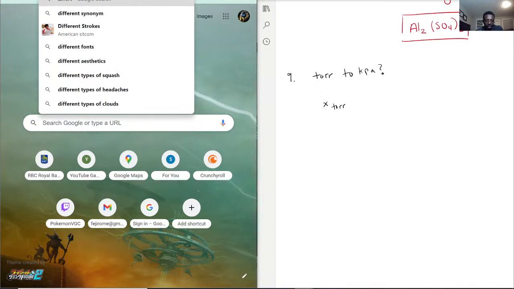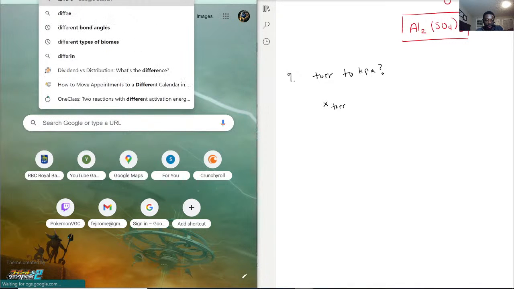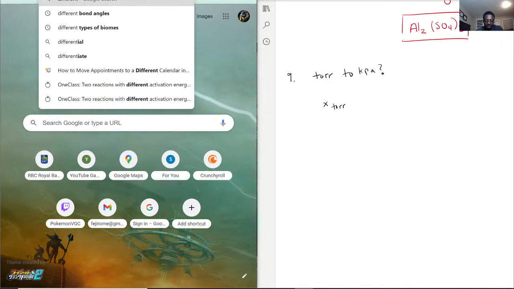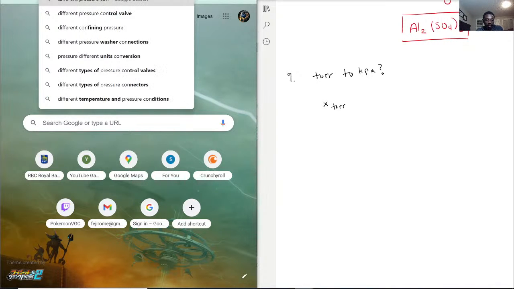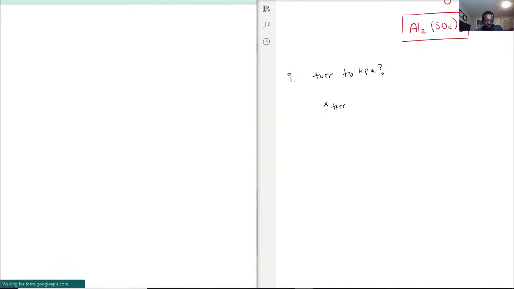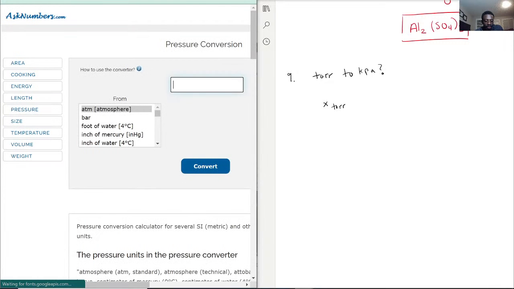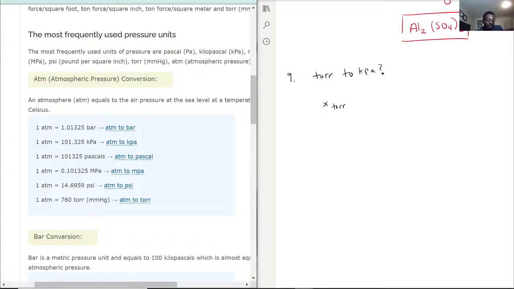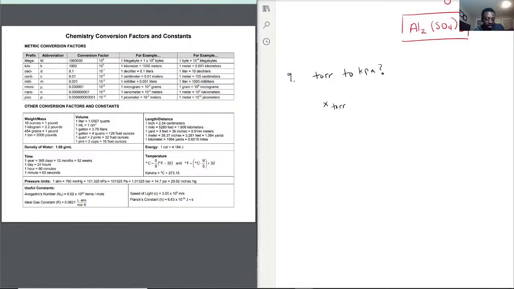Different pressure conversion units. Okay. And there we go. Nicely done. Oh, so torr. No wonder. So we technically do have it, but it's in a different name.